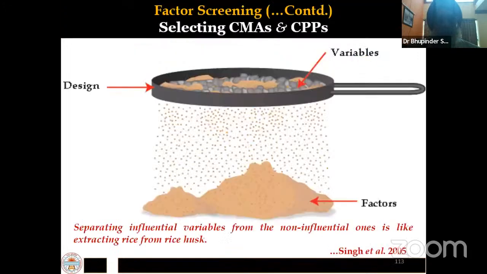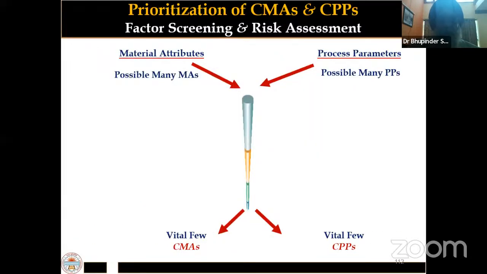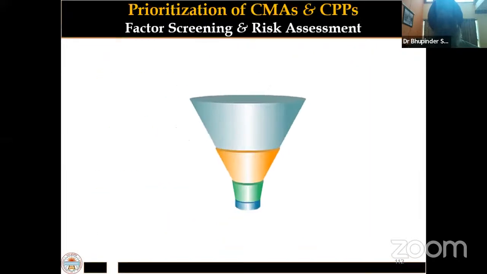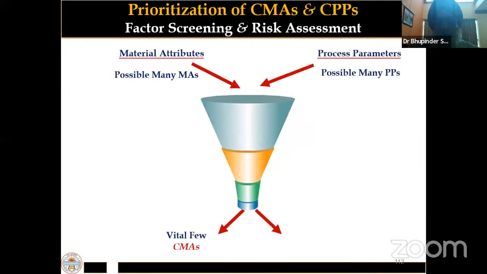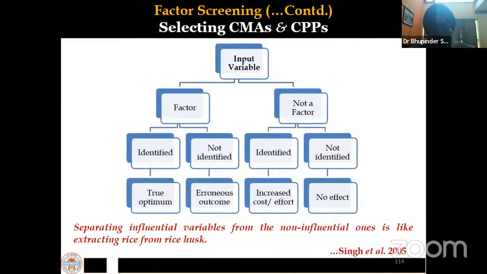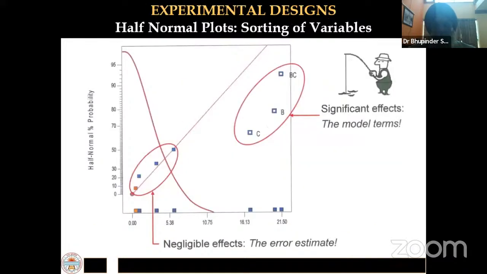So you have so many possible material attributes and process parameters, and you tend to select only a few of them by factor screening and risk assessment. It's just like separating rice from rice husk. If you have been able to identify an influential input factor, it will lead to a true optimal formulation, while a failure to do so would always lead to your inability to find a good optimal formulation.